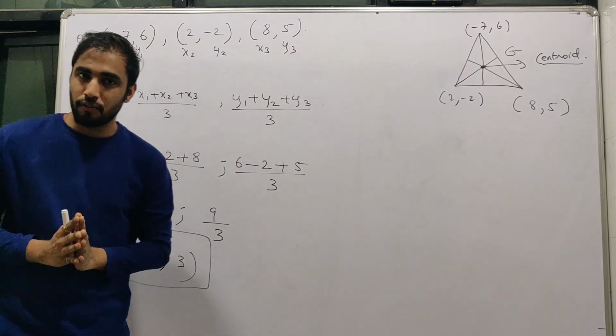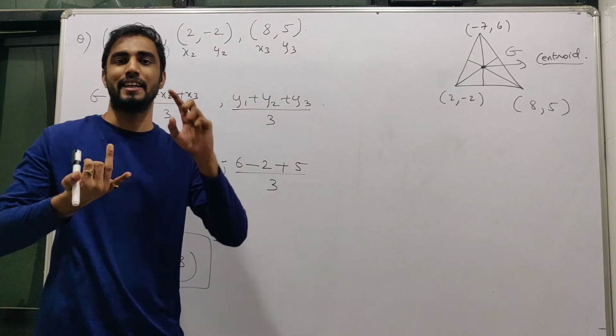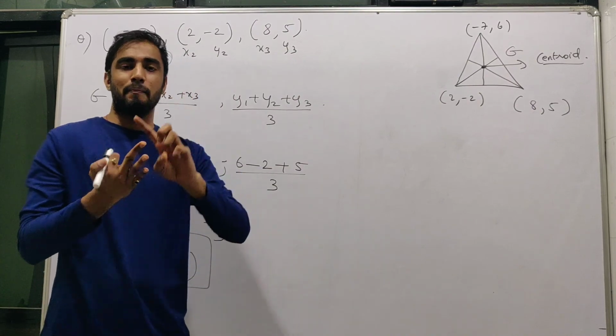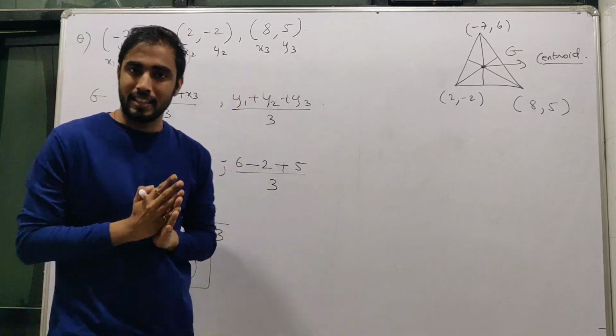So these are the basic formulas we are going to use in coordinate geometry. First will be the slope formula, second the distance formula, then the midpoint formula, the section formula, and the last one will be the centroid formula.